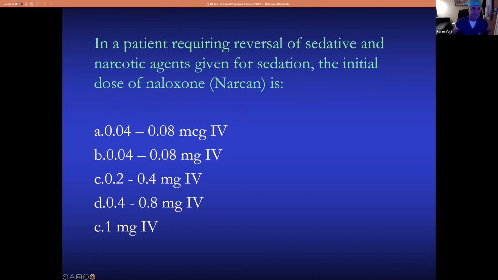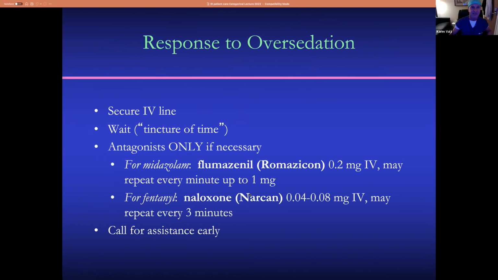Answer is 0.04, not 0.4, but 0.04 to 0.08 milligrams per IV. And that dose can be repeated every 5 minutes as needed. So secure the IV, time, wait, open the airway, and just wait.